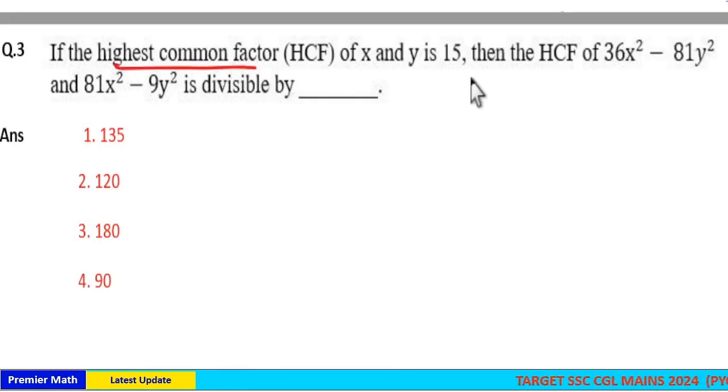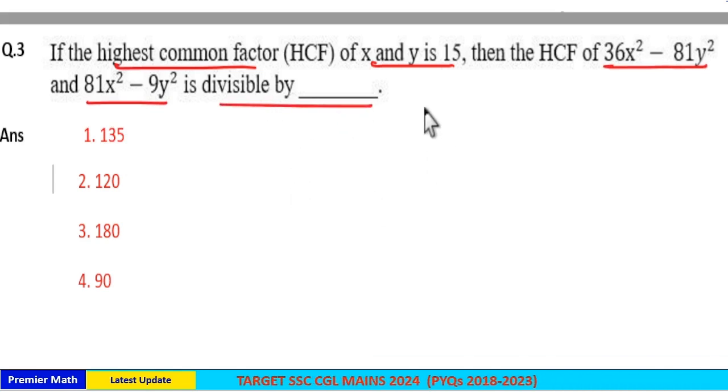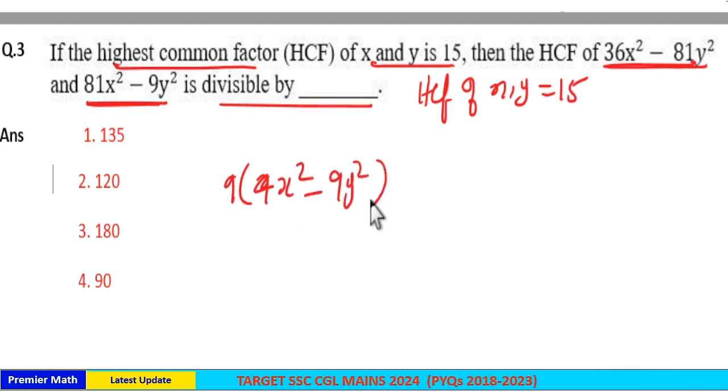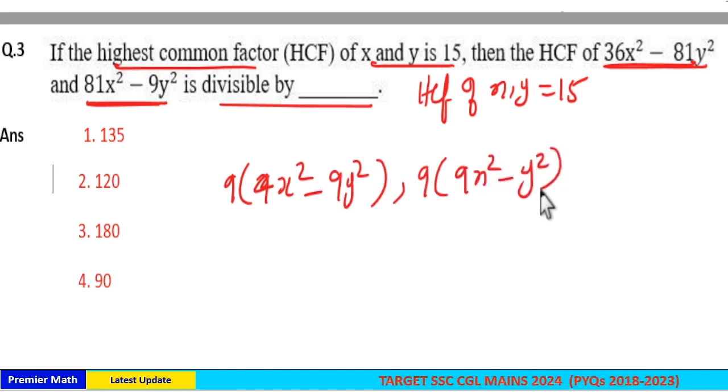If the highest common factor of x and y is 15, then the HCF of 36x square minus 81y square and 81x square minus 9y square is divisible by. Here HCF of x and y is 15. Now from these two terms we can take 9 outside. So first term will become 9 into 4x square minus 9y square and second term will become 9 into 9x square minus y square. Now to check the divisibility, take the HCF of these two terms.